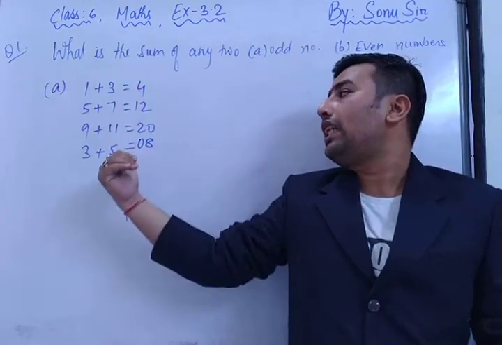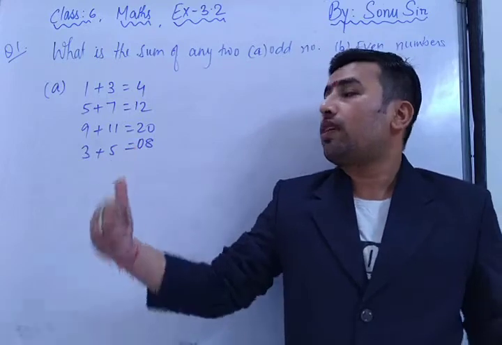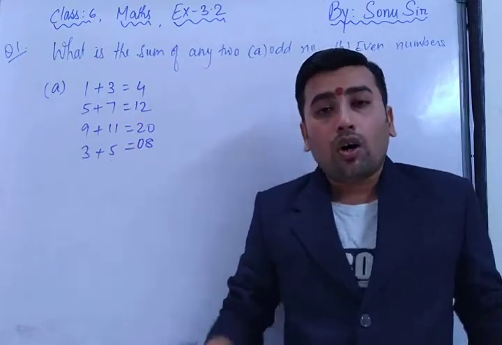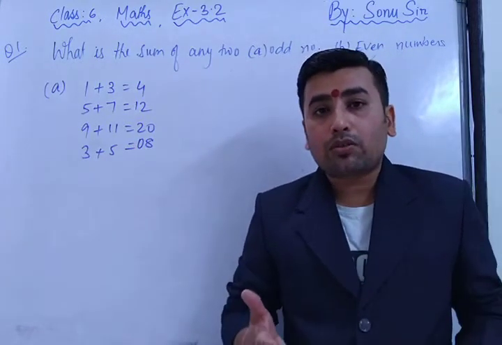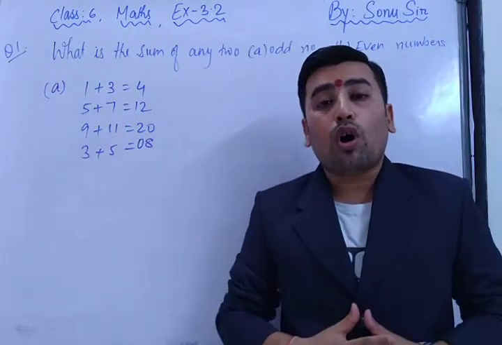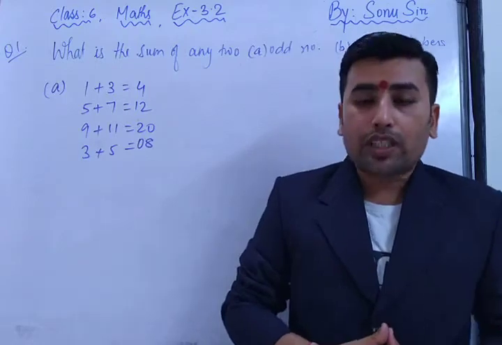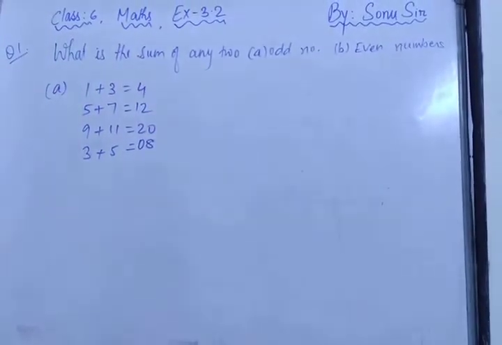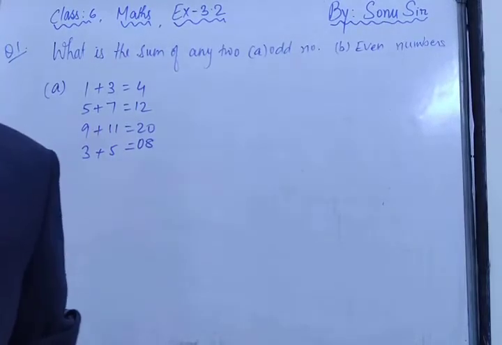You can see all these numbers, 4, 12, 20 and 8. All these even numbers are divisible by 2. So these are even numbers. But what have we done? We have done the sum of two odd numbers. Got it? So our first question is, what is the sum of any two odd numbers? And the second part is, what is the sum of two even numbers?